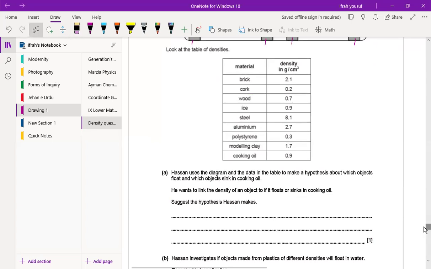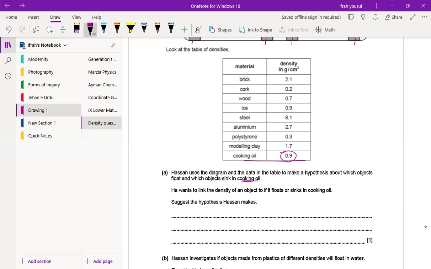So look at the tables of densities. This is the density table given to us for different objects. Hassan uses a diagram and data in the table to make hypotheses about which objects float and which object sinks. Okay, in the cooking oil. So the cooking oil is the substance that is there in the container. Okay, so what is the density of the cooking oil? We can see in the table 0.9. Now you can see that there are different substances that have different densities. Okay, and you know that the substance which is denser than the cooking oil is going to sink in cooking oil, right? Clear?